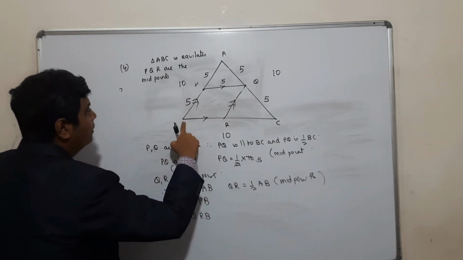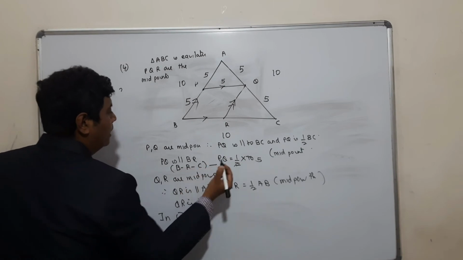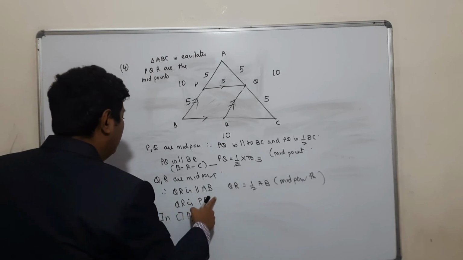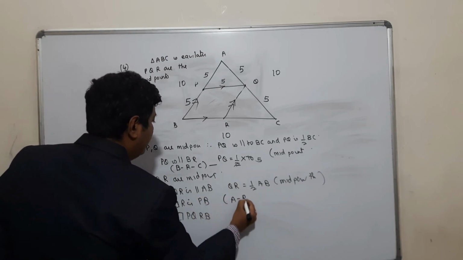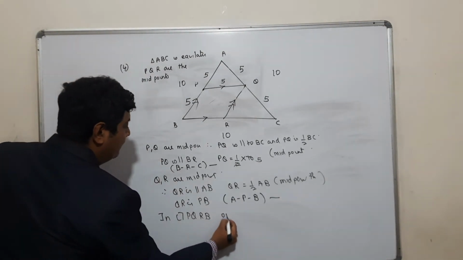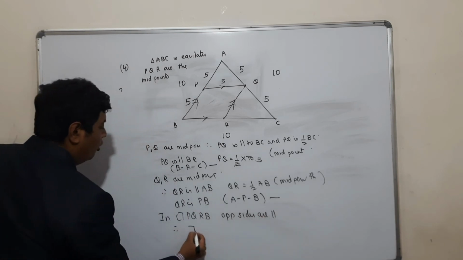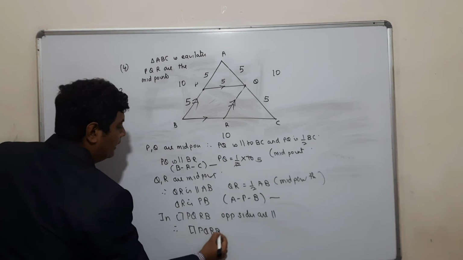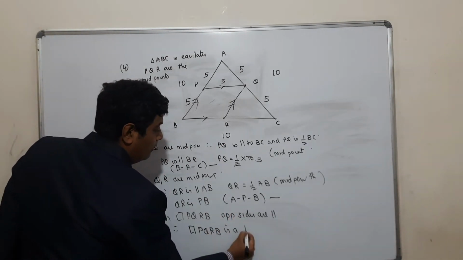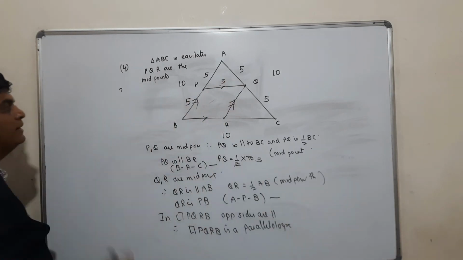In the statement you can write B, R and C are collinear points, and QR is parallel to AB. So you can write A, P and B are collinear points. In PQRB, opposite sides are parallel. Therefore, quadrilateral PQRB is a parallelogram. See now, this is one type of question. Prove that this is a parallelogram.